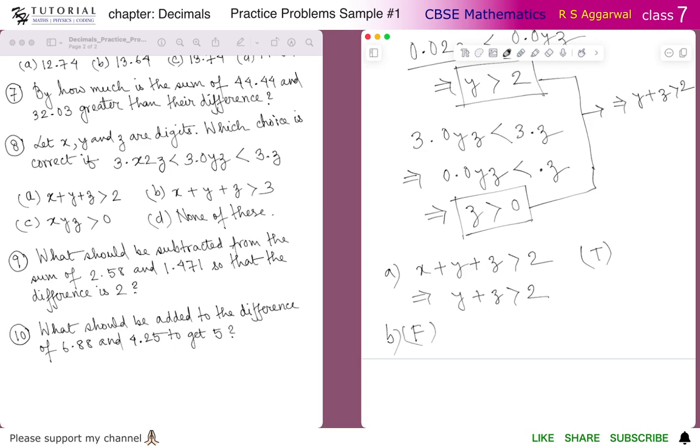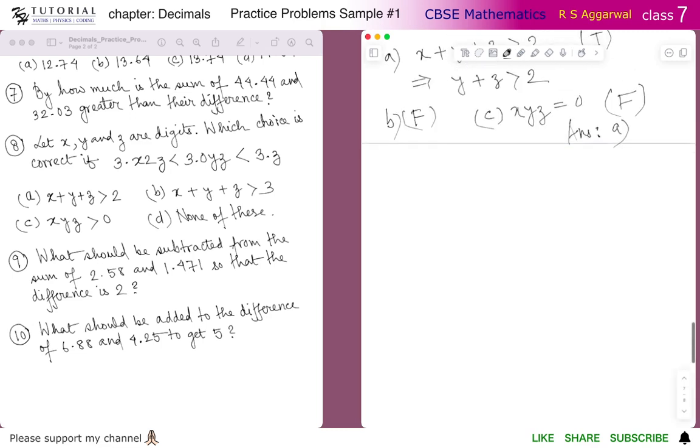What about C? x, y, z greater than 0? No, x is 0, so definitely x, y, z has to be equal to 0. So C is false. D is none of these. So definitely the answer is A, x plus y plus z greater than 2.